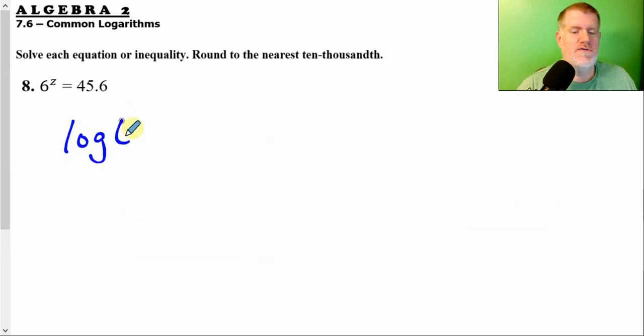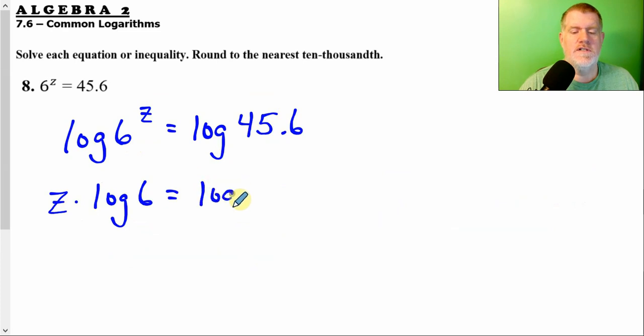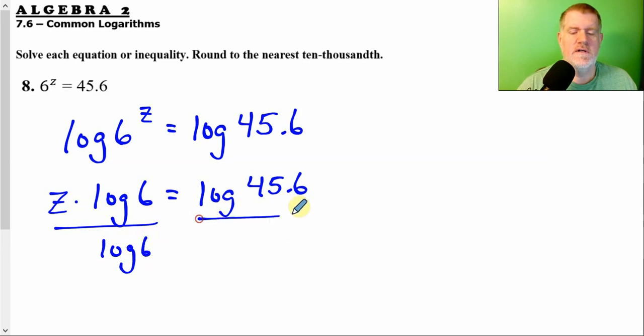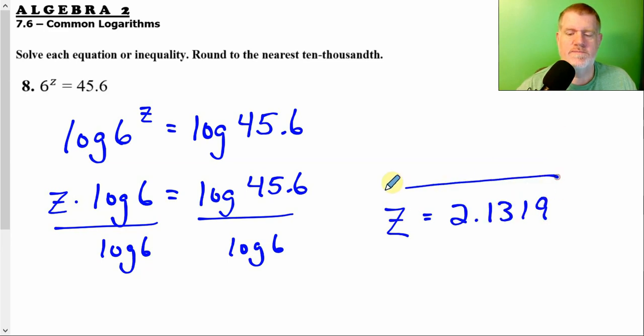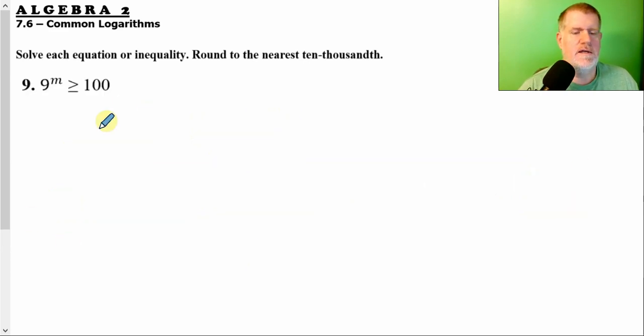This is our routine, our procedure for solving equations with unknown exponents. Take the log of both sides, then I can drop the z in front, and now it's just a matter of calculator. Divide both sides by the log of 6, and z is going to equal approximately 2.1319. That's logs, ladies and gentlemen. And it doesn't matter if it's an inequality or an equation. It all works the same.